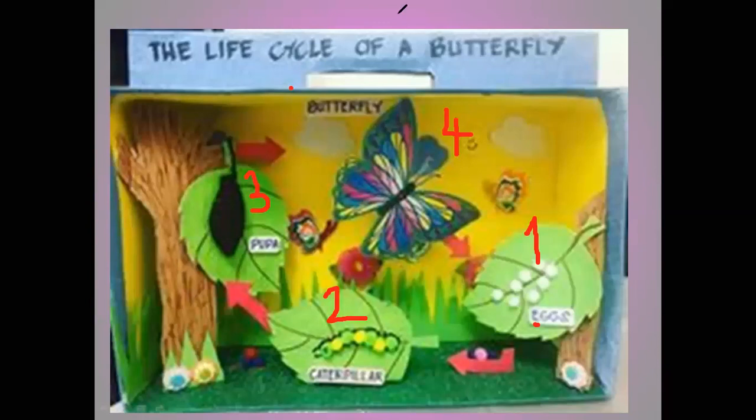Now, KG, let's make the arrows. Number one, two, right? After egg, the caterpillar. Then after caterpillar, pupa. And after pupa, butterfly. And then after the butterfly, again the butterfly gives the egg. So fun to learn about the life cycle.